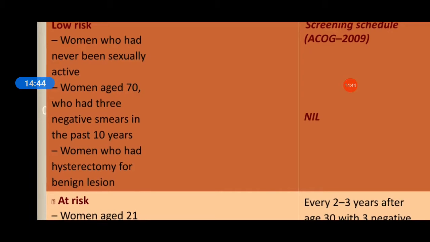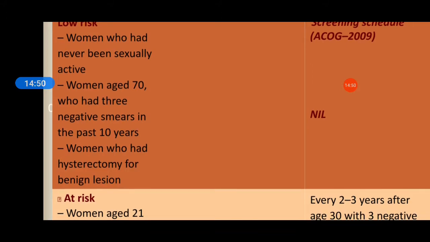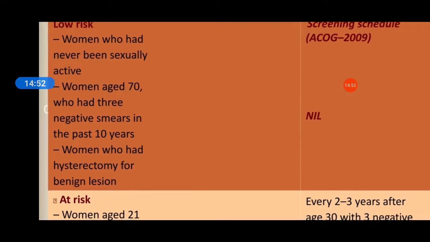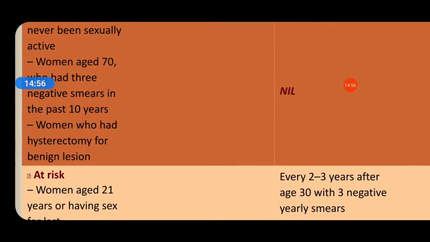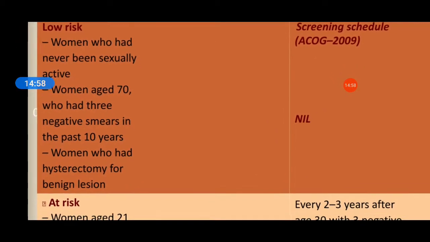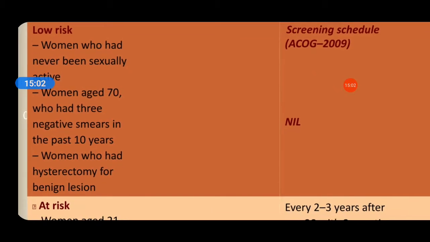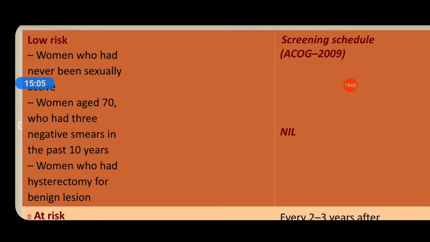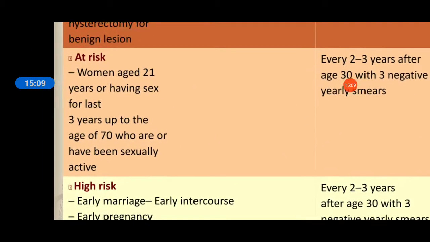Women aged 70 who had 3 negative smears in the past 10 years. If she is 70 with 3 negative tests in the past 10 years, then also there is no need for further screening. A woman who had a hysterectomy for a benign lesion also has no chance of cervical cancer. So these 3 groups of women come under the low risk category, and according to ACOG, screening should not be done in those patients.